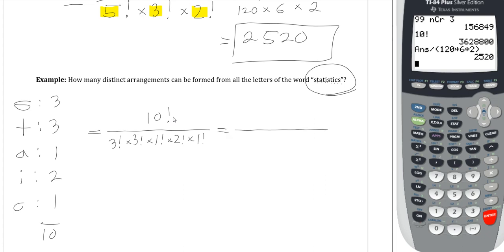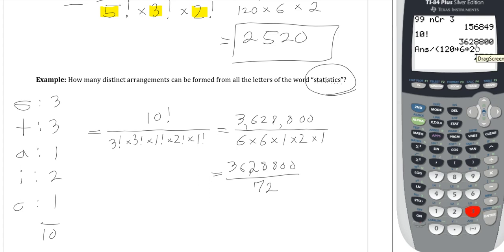Now we got 10 factorial before. We solved that. It's still on my calculator over there. 3,628,800. And on the bottom, 3 factorial is 6 times another 6. 1 factorial is 1. 2 factorial is 2. And 1 factorial is 1. So this is that 3 million number over 6 times 6 is 36. Times 1 is 36. Times 2 is 72. Times 1 is still 72.